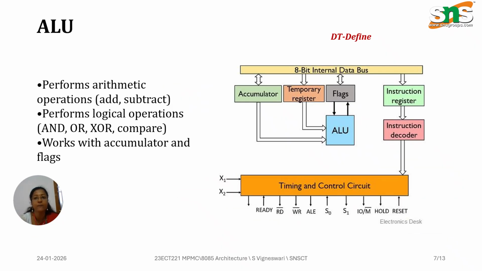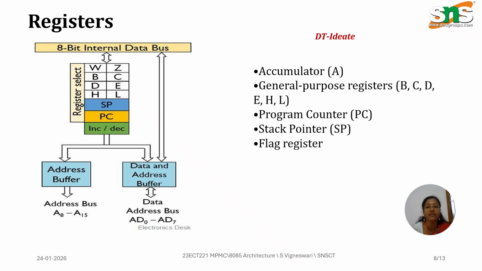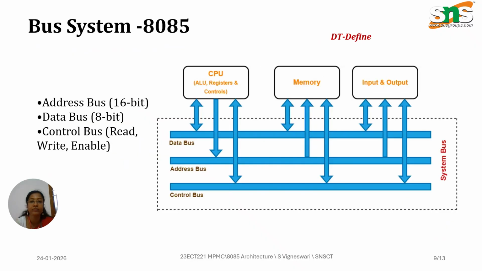Next comes the flag register. The flag register stores the status of the ALU operation and it comprises 5 flags: carry, zero, sign, parity and auxiliary carry. Next comes the timing and control unit. The timing and control unit sequences the timing of all the operations, and it generates and controls signals such as read, write and enable.